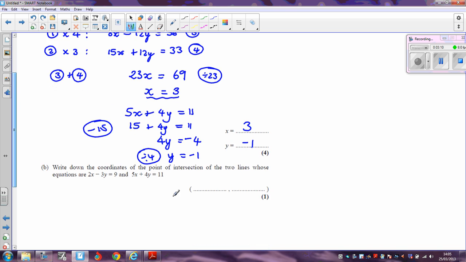The second bit here is only worth 1 mark, so you shouldn't have to do any more work. It's just a case of realizing that each of these two equations is a straight line. In order to find the intersection of two straight lines, I would solve the equations simultaneously, which I just did up here. So where those two lines meet, x is 3 and y is minus 1. So where they intersect is actually at the point (3, -1), which is what they're getting at here.